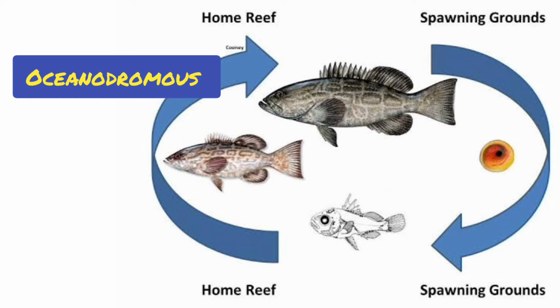Oceanodromous migration. Oceanodromous fishes live and migrate wholly in the sea. They travel long distances in the sea and visit specific areas such as spawning area, nursery area, feeding area, etc. Examples: herrings, cod, tuna, etc.